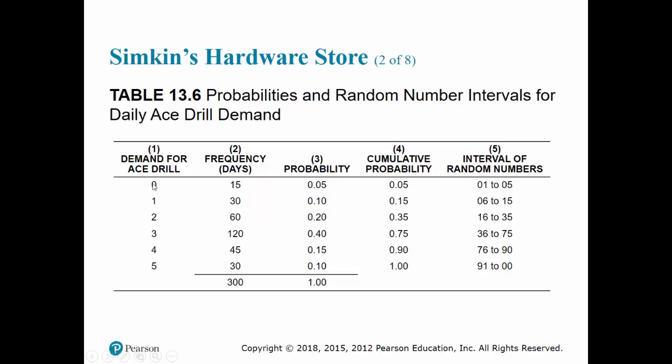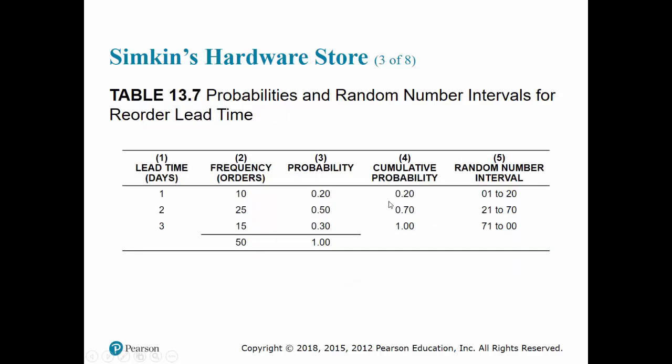So here is the demand from the last 300 days. From the demand frequencies, we can compute the probability and cumulative probability like we have done previously. And the same here: for the past 50 orders, we look at the lead times, and the lead times turned out to be either 1, 2, or 3. From the frequencies, we compute the probability, and then the cumulative probability, like we have done in the past.